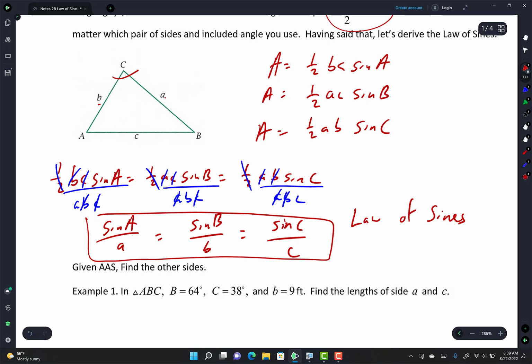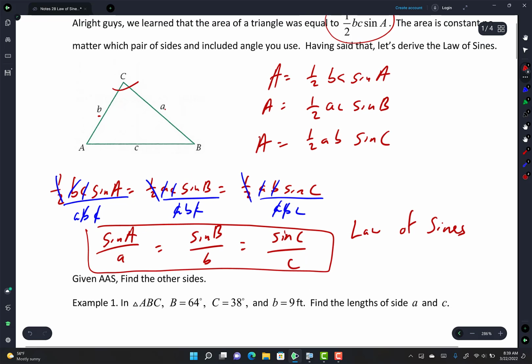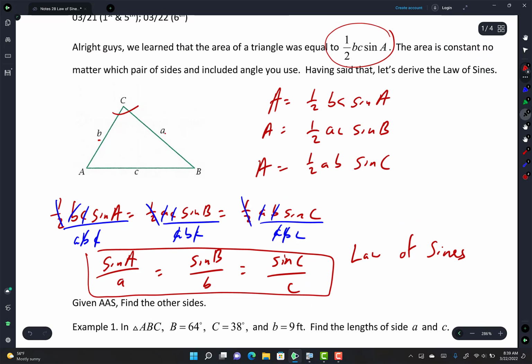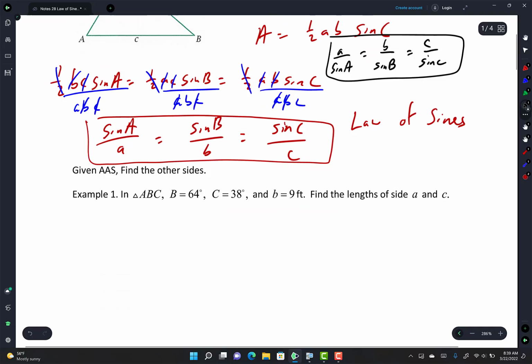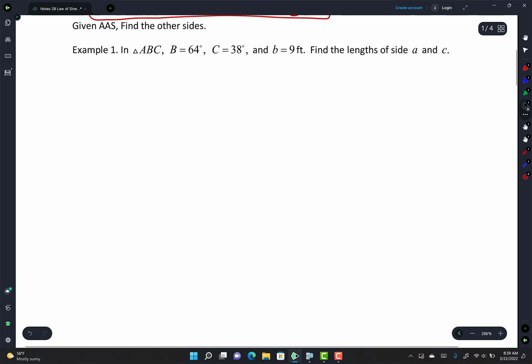And I know if you Google it, you might not see it written that way. It might be written as a over sine A, b over sine B, and little c over sine C. They're the same thing, guys. They're both law of sines. Cool or not cool? Cool. Now we're just going to use it. It's pretty basic, so let's see if we can do it.